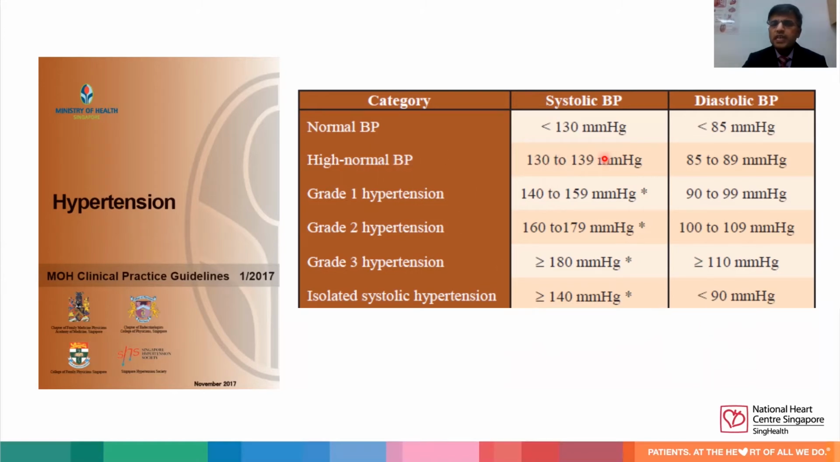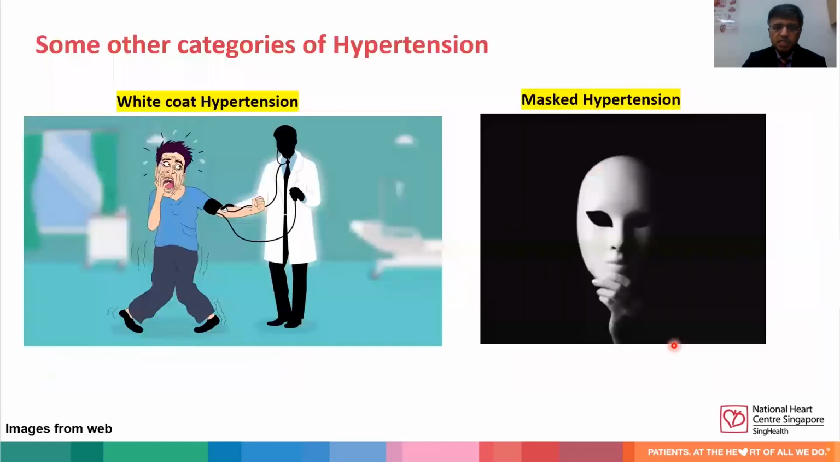Of course, in this category, we do advise individuals to follow healthy lifestyle measures to reduce the risk of becoming a hypertensive in later years. So what are some other categories of hypertension? We have white coat hypertension, which means the readings of the individuals are higher in the clinic setting, but they are normal at home. Masked hypertension. In this instance, the readings are actually normal in the clinic, but higher at home.